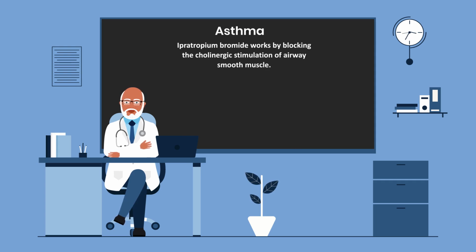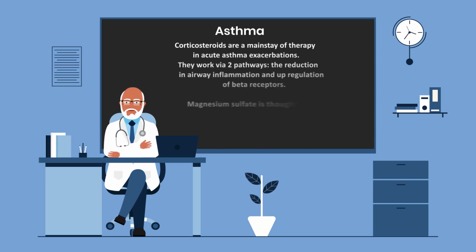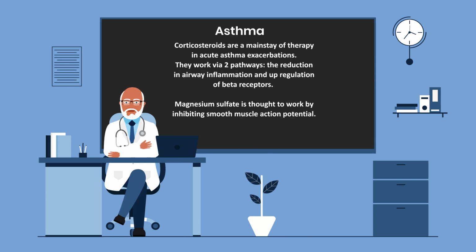Ipratropium bromide works by blocking the cholinergic stimulation of airway smooth muscle. Corticosteroids are the mainstay of therapy in acute asthma exacerbation. They work via two pathways: one, the reduction in airway inflammation, and two, the upregulation of beta receptors. Then magnesium sulfate is thought to work by inhibiting smooth muscle action potential.